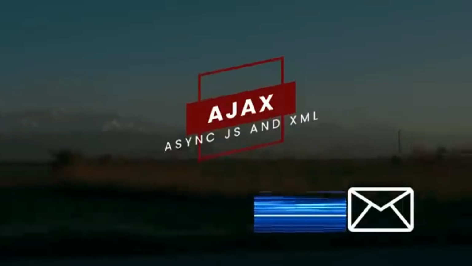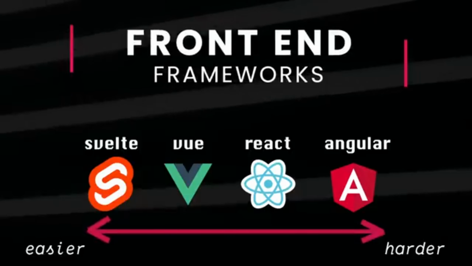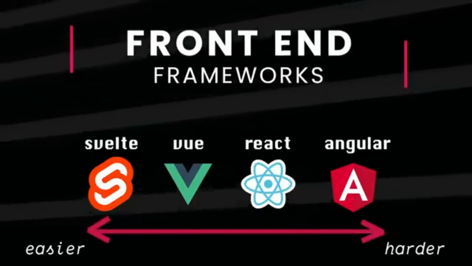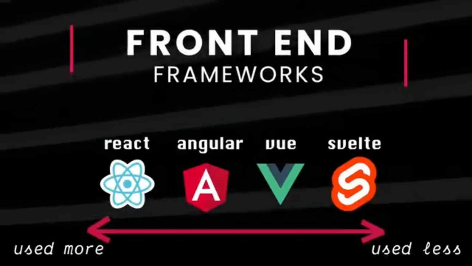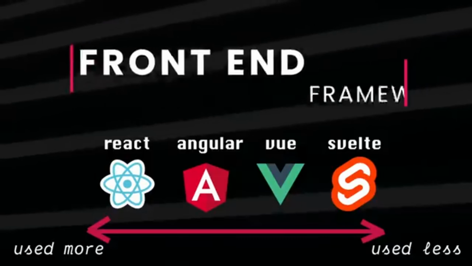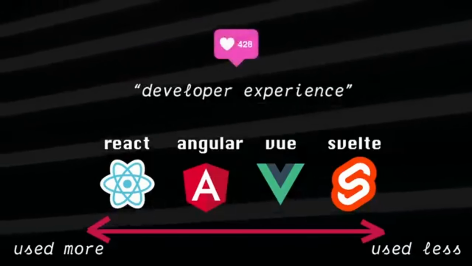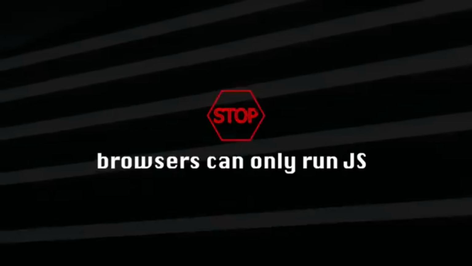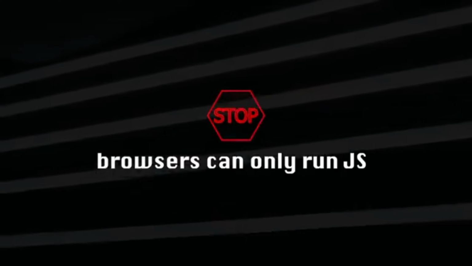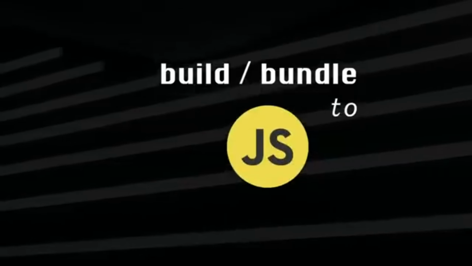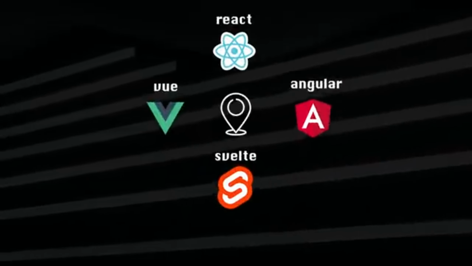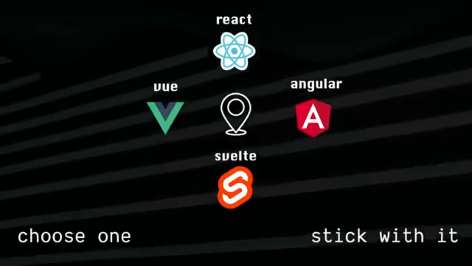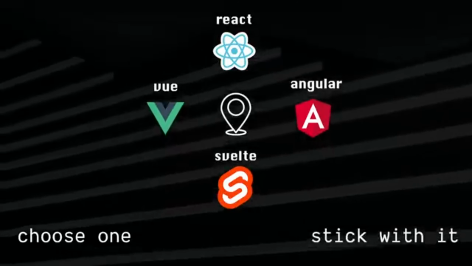In 2020, almost all front-end developers are using frameworks. Here's a few frameworks ranked from easy to hard to learn. And here's them ranked by usage. These frameworks don't do anything JavaScript can't do, but they give us a better developer experience, which when you're making changes or fixing bugs is pretty much everything. That being said, browsers can only run JavaScript, not framework code. So our framework code has to go through a build or bundle step, which converts it to normal JavaScript. The important part is to choose one and stick with it. Although keep in mind that React and Angular have an order of magnitude more jobs than the other two.